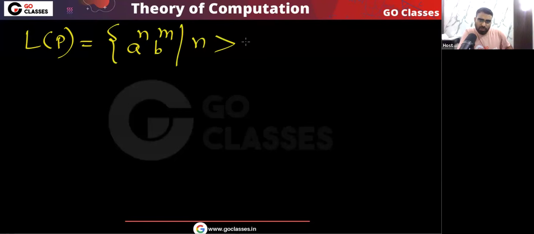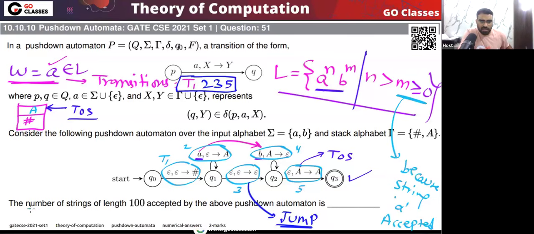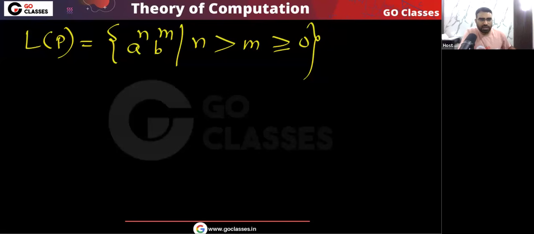Our language, remember the language of the PDA that we found, that is a power n, b power m, where the number of a is more than the number of b and the number of b is greater than or equal to 0. Okay, now the question is asking how many strings of length 100 are there which are accepted by this PDA? So in this language we have to find how many strings of length 100 there are. This is what we need to find.